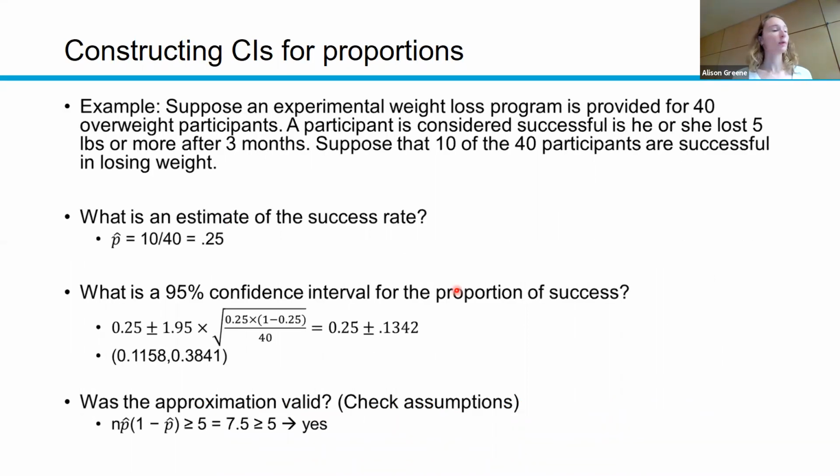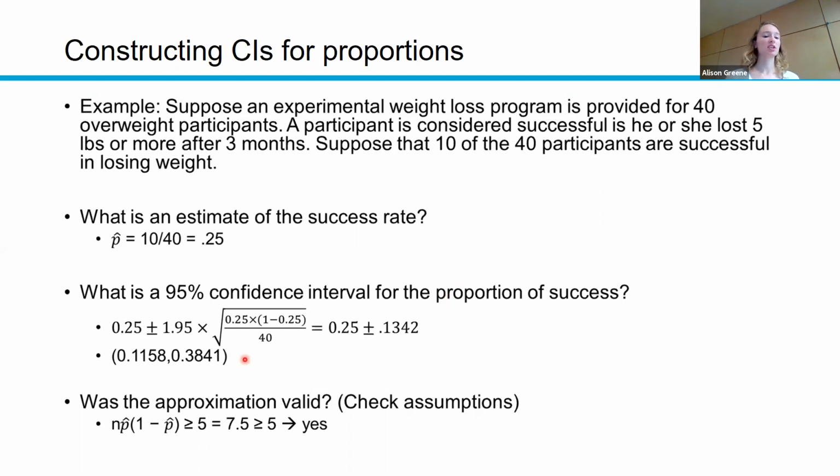Okay, so if we want to construct a confidence interval for the proportion, we have a weight loss program for 40 participants, and a participant is considered successful after losing 5 or more pounds after 3 months. And 10 of our participants are successful. So our success rate, or our proportion here, is 25%. It's our sample. And then we can just use those numbers to plug right into our formula for our confidence interval, and we get this as our confidence interval.